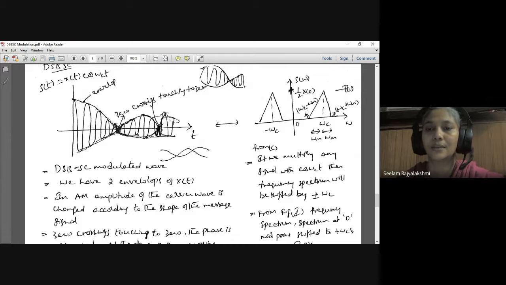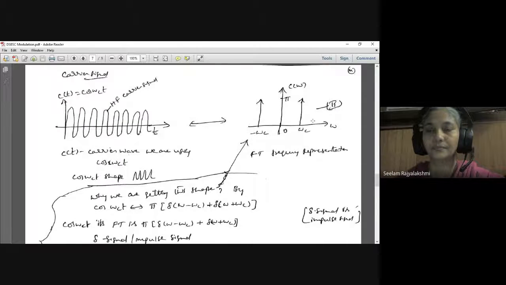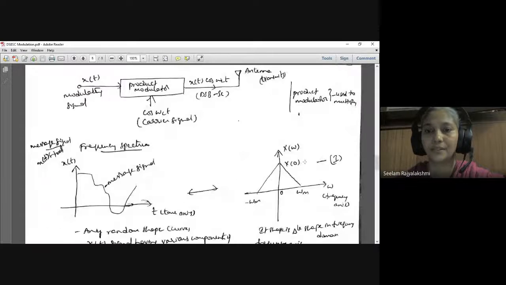So here this is the frequency spectrum. If you see in figure 1, here this is the center point, the origin, and this is the message signal, whose center point is here. The width is omega m. Whenever we multiply this message signal with the carrier signal, it is shifted to omega c plus omega m.